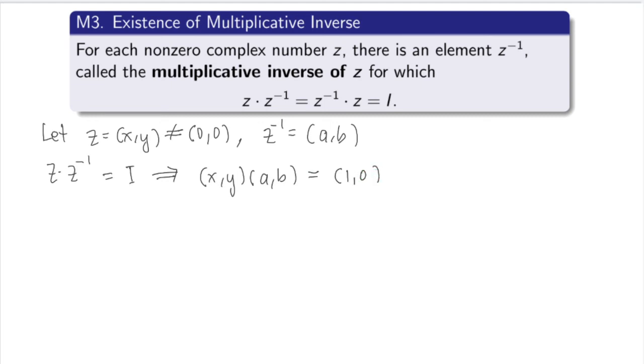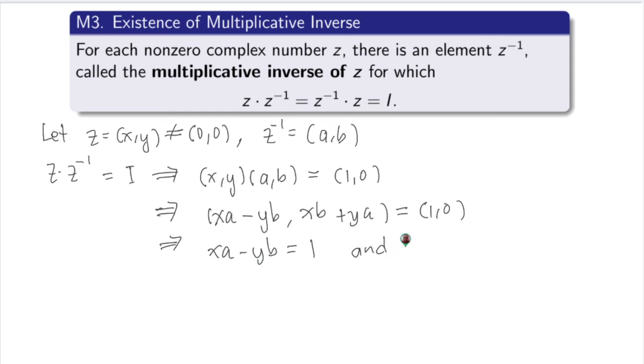Applying multiplication of complex numbers on the left-hand side, we get XA minus YB for the real part and XB plus YA for the imaginary part. And we want this to be equal to the complex number 1, 0. Now, for these two complex numbers to be equal, their components must be equal. So that means XA minus YB must be equal to 1 and XB plus YA must be equal to 0.